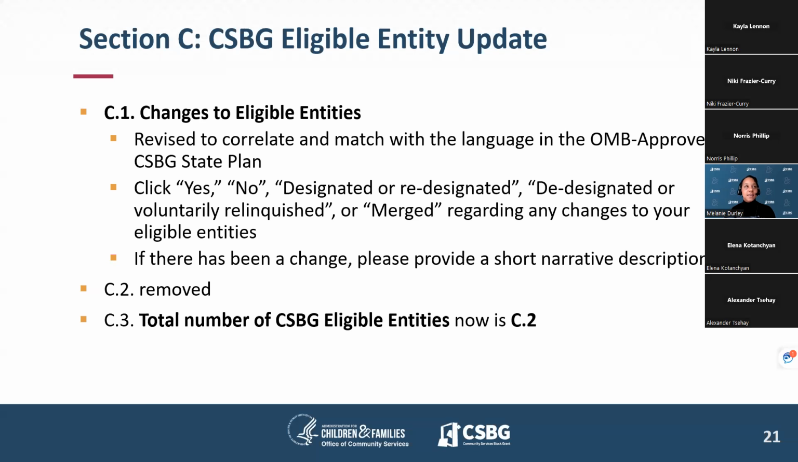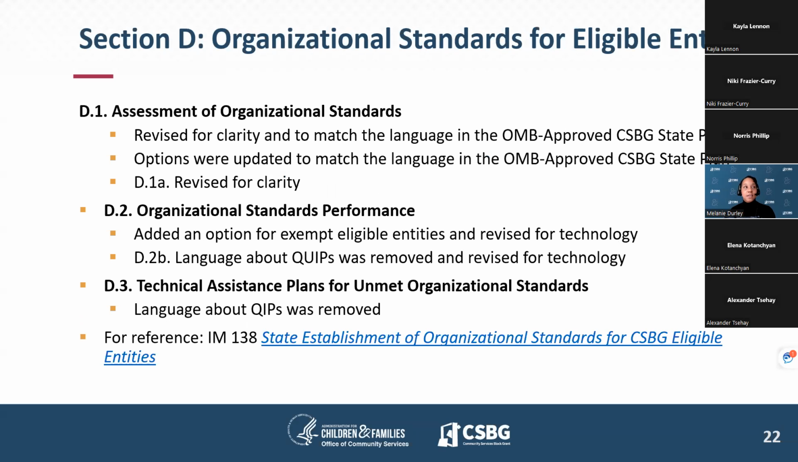Next slide. Section D, organizational standards for eligible entities. This section was revised for clarity to align with the state plan. There were also options updated to match and align with the state plan. Item D1A was revised for clarity. With D1A, you will review and update how your state assessed eligible entities against organizational standards. And D1B, you will provide narrative of that assessment process. You can see IM 138 for more information on organizational standards.